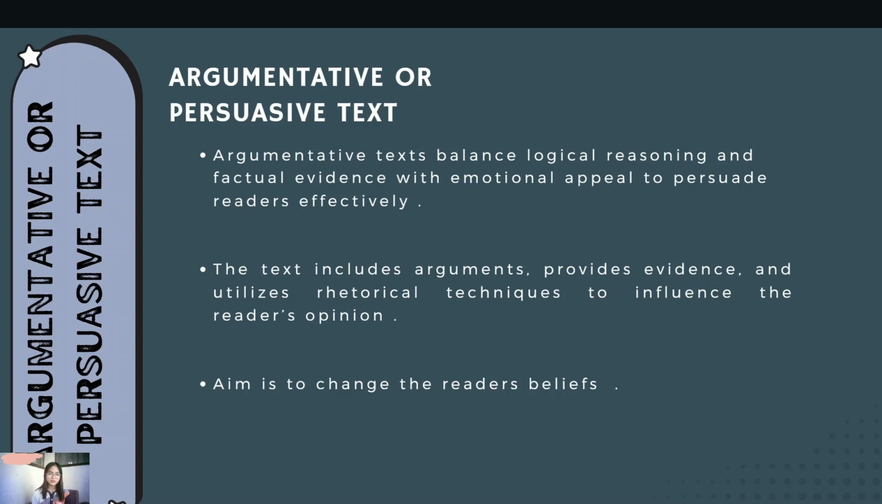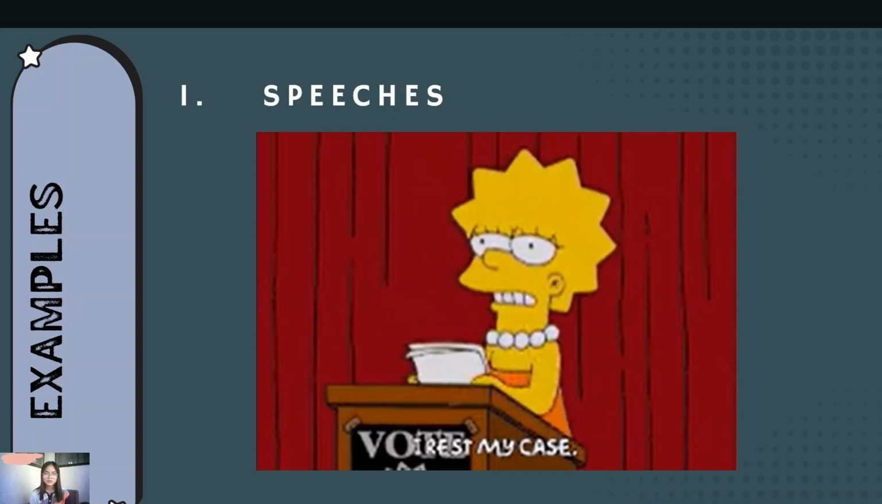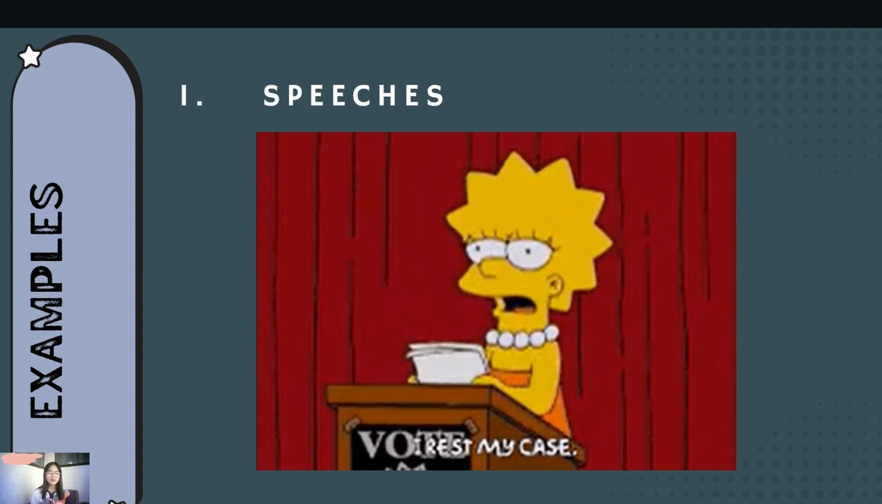Basic examples of argumentative or persuasive text are, of course, speeches and debates. That's all for Lesson 3, which is the types of text. I hope you learned something from this lesson.